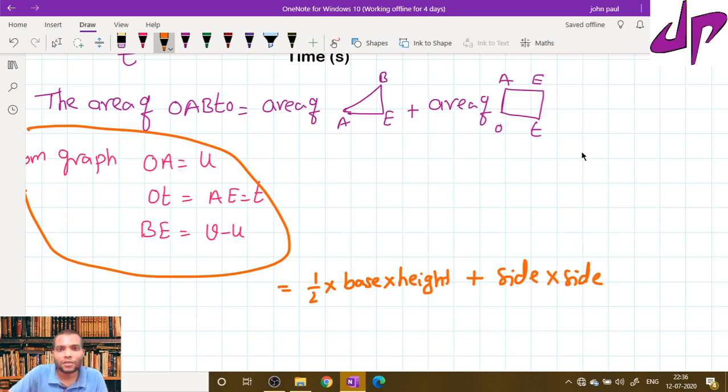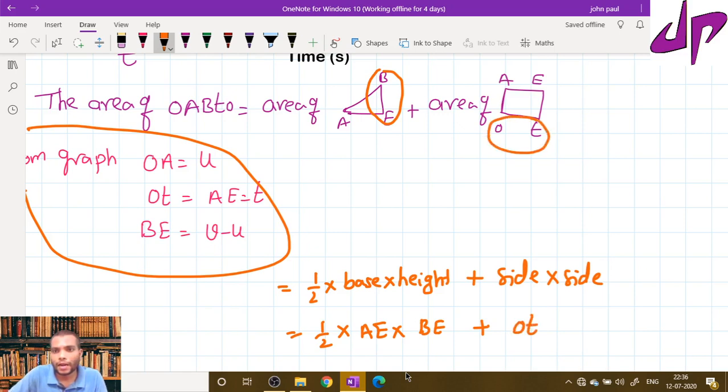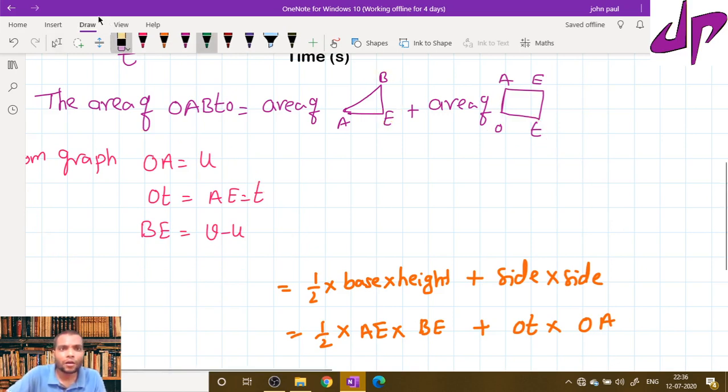So from this triangle, what is the base value? The base here is AE, and the height of this triangle is BE, plus from this rectangle, what is the side? I can take one side equal to OT times another side OA. Now from here we are already having all these values. You can see it here.